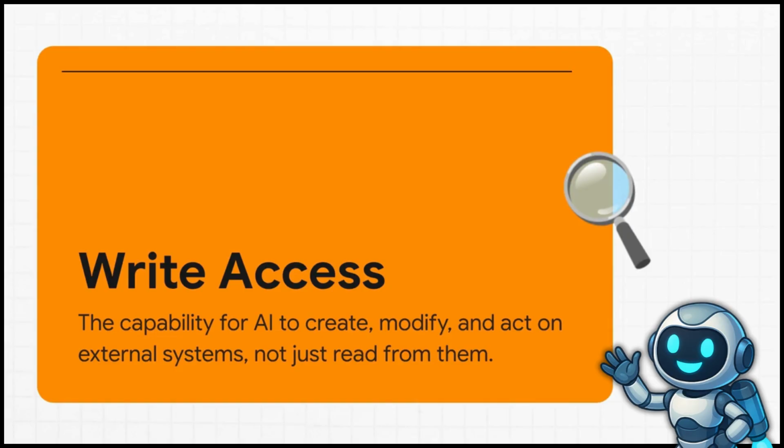So OpenAI just unlocked this by supporting something they call MCP write tools inside ChatGPT's developer mode. Now in plain English, what that means is your AI can finally do stuff in your other software. It can write new information, create tickets, modify records, you name it.